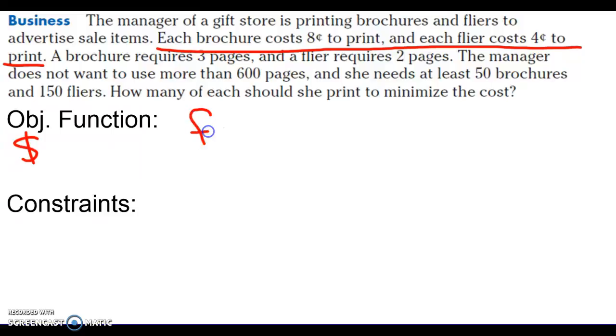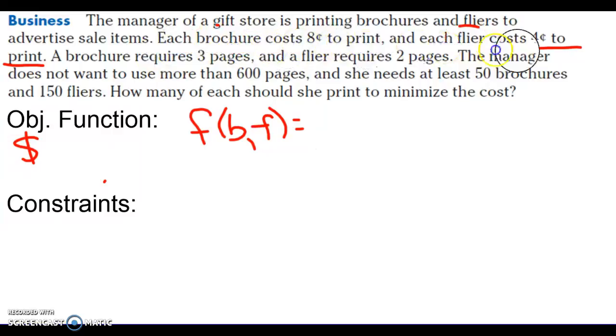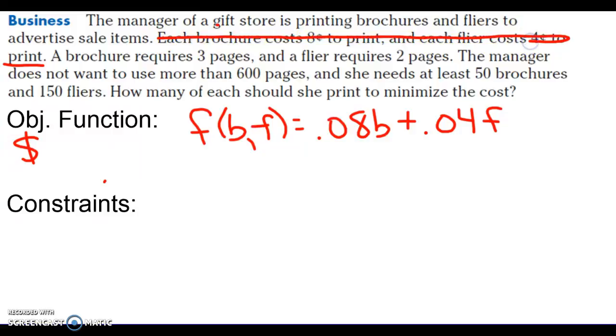So we always write f of some kind of two-variable system. Since we're talking about brochures and flyers, let's make it a B and an F. And then we're going to describe it. So if a brochure costs 8 cents to print and a flyer costs 4 cents, then we're going to say 0.08 for the brochure plus 0.04 for the flyer. That describes your cost of how much it costs. So I'm going to cross these out because we're done with those.